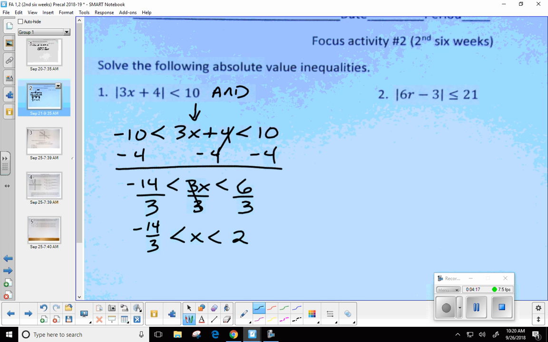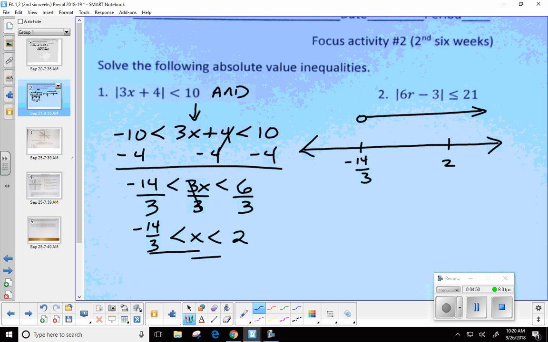Now, remember also last time, there were two ways I wanted you to represent your answers, on a number line and also in interval notation. So let's draw the number line here and my boundaries, negative 14 thirds and 2. Now remember again, we are getting two statements. We have x is greater than negative 14 thirds, and we also have x is less than 2. So if I'm looking at those individually, there are open circles. I want everything greater than negative 14 thirds and everything less than 2.